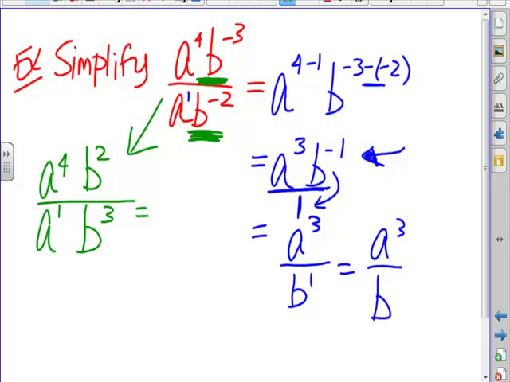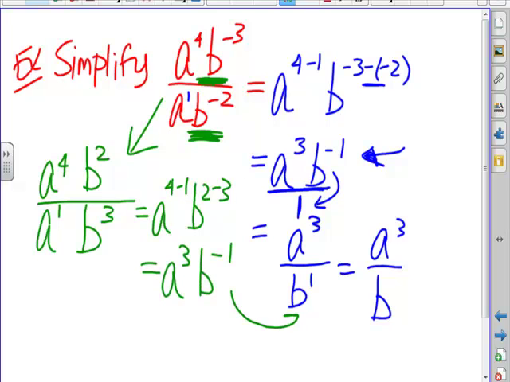Now in the end, this doesn't necessarily make the problem any easier, but it gets you more comfortable with moving things up and down and knowing what happens to your exponents. Because once again, we get a cubed, b to the negative 1. And then I need to make the same move here to get rid of that negative exponent.